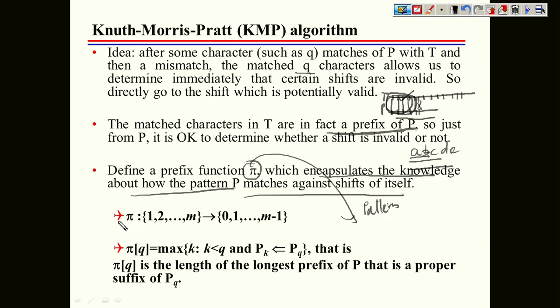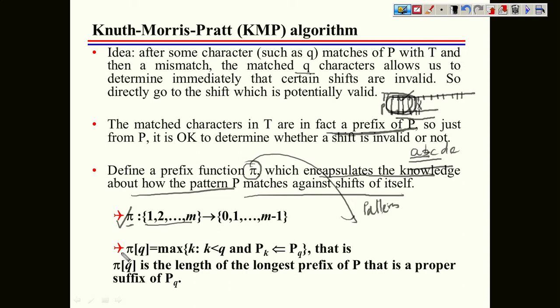Now this prefix function, this pi table, is of size m, ranging from 0 to m minus 1, and keep in mind that m also denotes the length of the pattern. So this table will be of the size of the pattern which we are going to search in the given text.